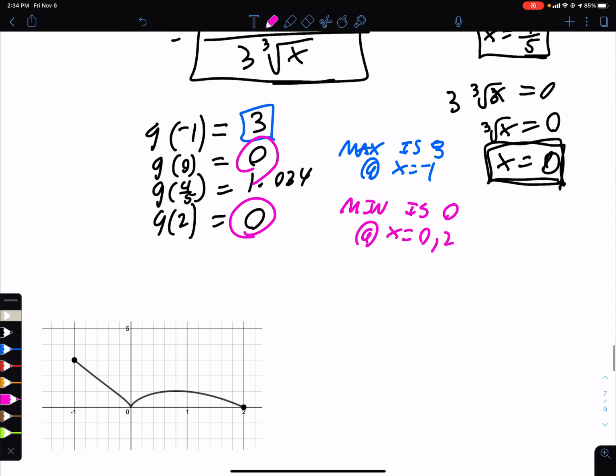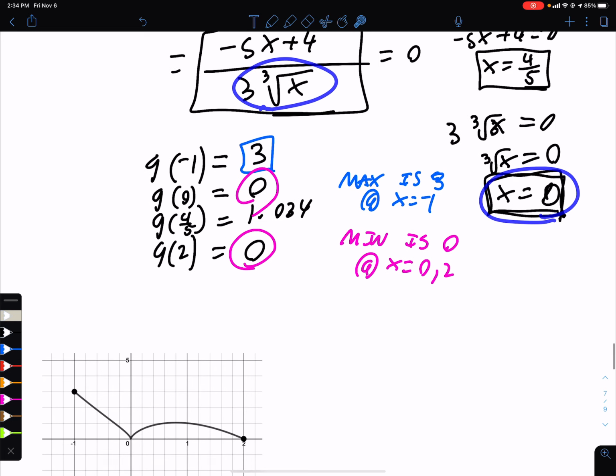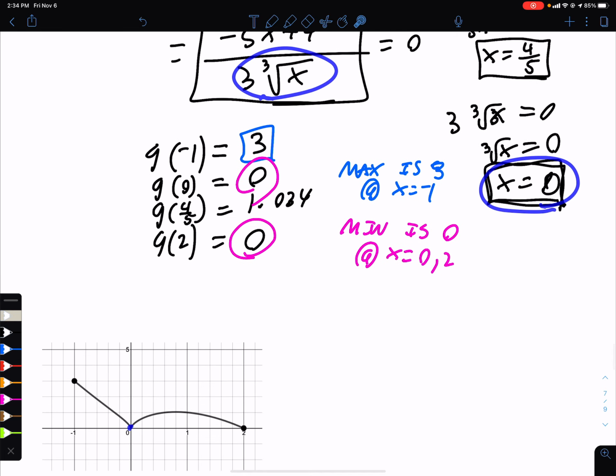Okay, check this out. At 0, we said the derivative did not exist because I'm dividing by 0, right? Remember that? Look, at 0, we have a sharp point. Derivative does not exist. At 4/5, the derivative was 0. 4/5 is right there, and we can see the slope of that line is 0. So that matches that. So we had two critical points, here and here, 0 and 4/5.